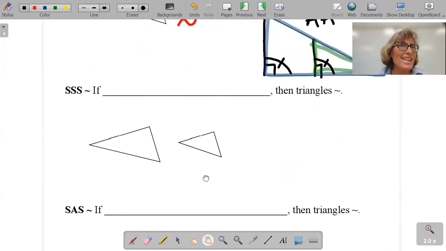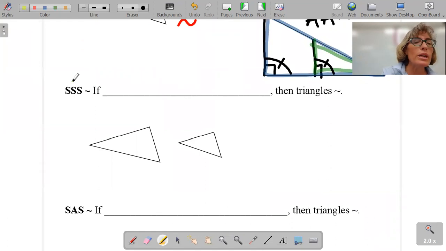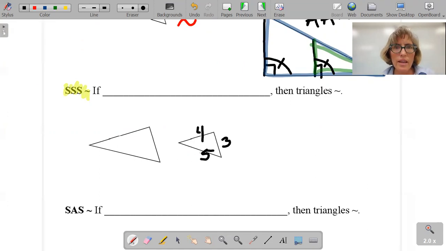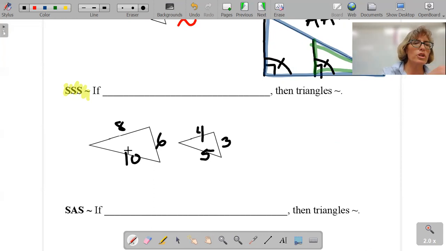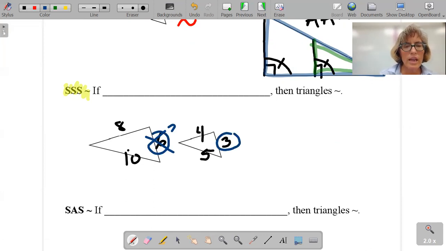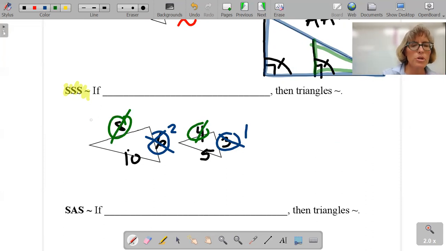Then you have side, side, side similarity. Notice that little similarity sign. It says this. Let's say you have a triangle whose side length is 3, 4, 5. And another triangle whose side length is 6, 8, 10. Watch carefully. If I reduce 6 to 3, I get a 2-to-1 ratio. Keep working it around, 8 to 4, that also reduces to a 2-to-1 ratio. The last one, 10 to 5, 2-to-1 ratio.